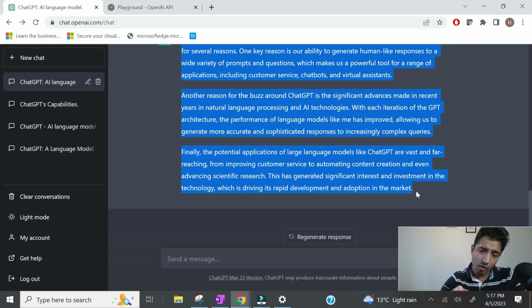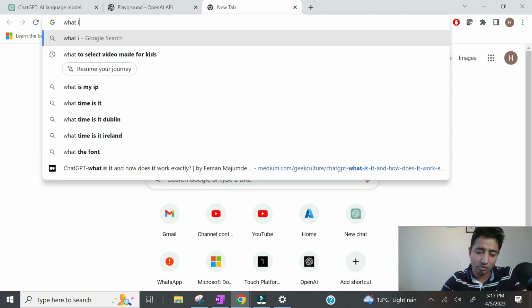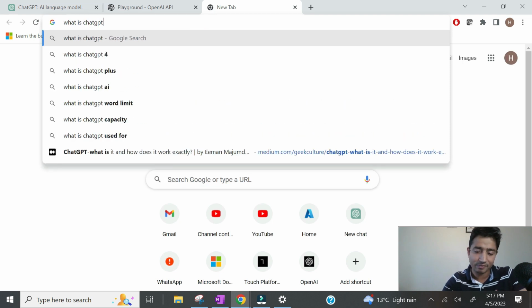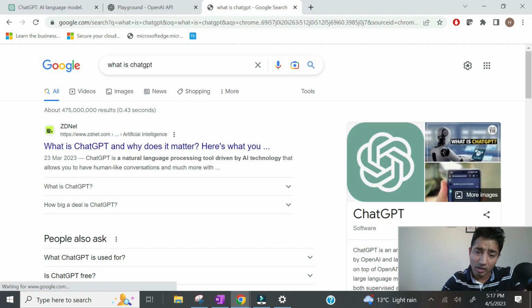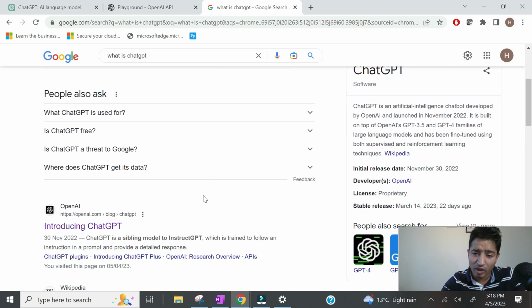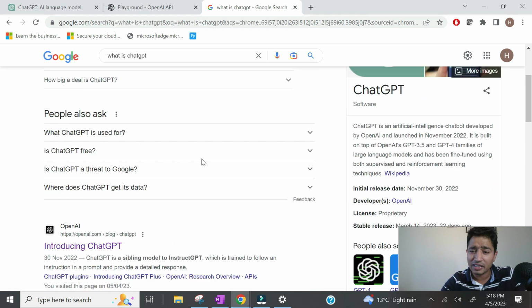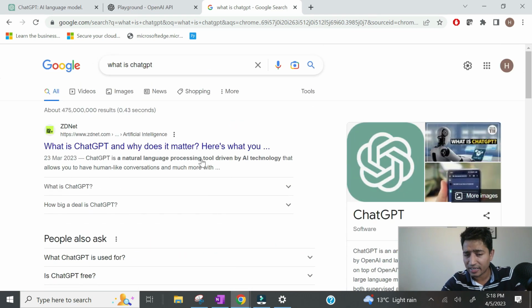So okay, how is it different from Google? When I go to google.com, let's say I write here, what is ChatGPT? What the Google search engine did for us is just give us something from the web pages, from OpenAI, from Wikipedia, but it is not generating something new, right? So I think I'm making a difference here, right? ChatGPT is generating something new.